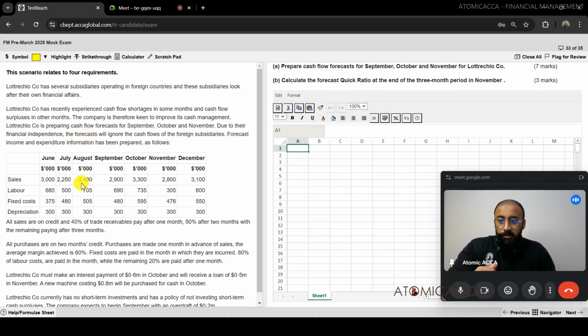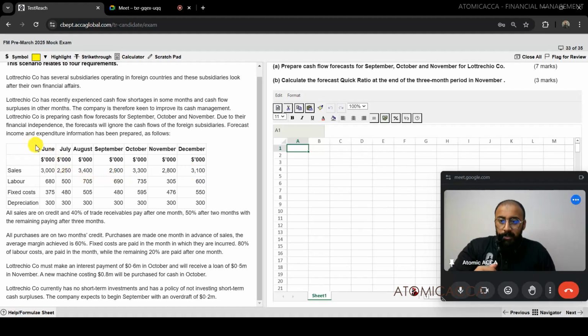Forecast income and expenditure information has been prepared as follows. So we have information all the way from July till December for sales, labor cost, fixed cost, and depreciation. Depreciation anyways is not a cash flow, so you don't have to bother about that. All sales are on credit, and 40% of the receivables pay after 1 month. So June sales you will get 40% in July, 50% after 2 months, so that will be in August, and the remaining paying after 3 months. So 40 plus 50 is 90, so 10% will come in September. So you have to prepare a sheet like this.